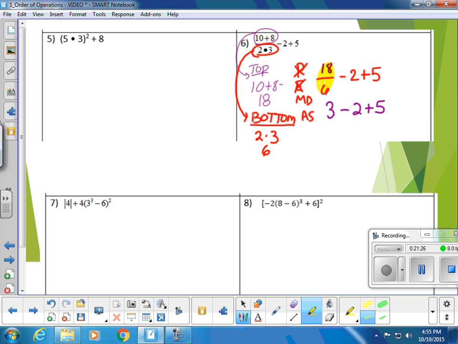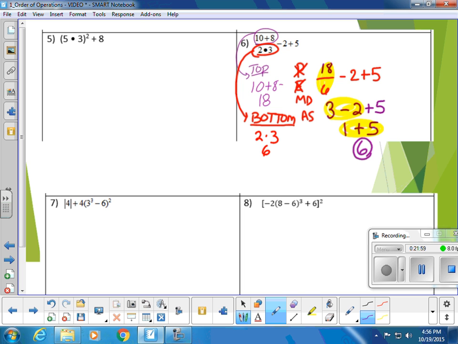Then I'm going to move on to my left to right. I'm going to do subtraction before addition because that comes first. 3 minus 2 is 1 plus 5. Then I'm going to add 1 plus 5, and that gives me an answer of 6. So with those double-decker problems, which is how I like to refer to them, solve the top deck, solve the bottom deck, and then divide is your last step.